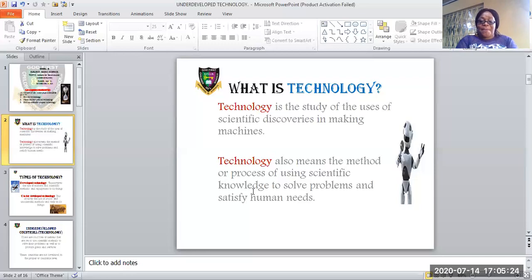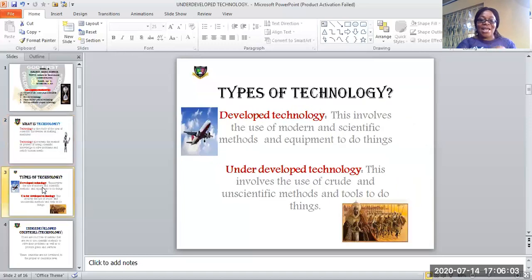Using scientific means or knowledge to solve problems. What kind of problems? Health problems. Transportation problems. Housing problems. So it is the scientific method, using your knowledge of science to solve problems, and those problems fizzle out, thereby satisfying human needs. Now, let's move on.